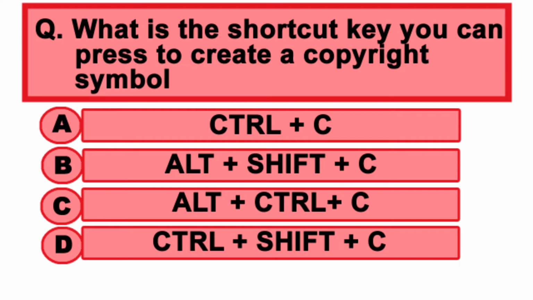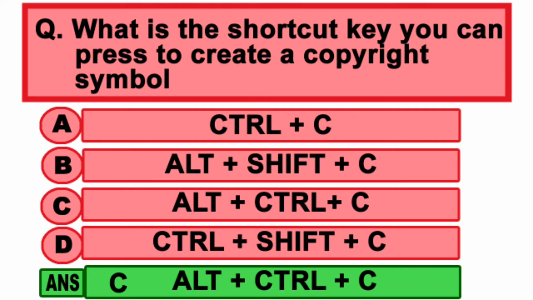What is the shortcut key you can press to create a copyright symbol? The options are A. Ctrl C, B. Alt Shift C, C. Alt Ctrl C, D. Ctrl Shift C. Ctrl C copies the selected text. Alt Shift C removes the document window split. Ctrl Shift C copies formats. The correct answer is answer C. Alt Ctrl C.